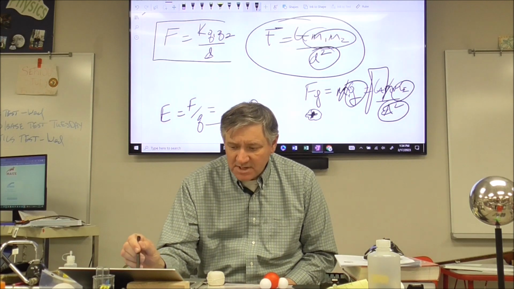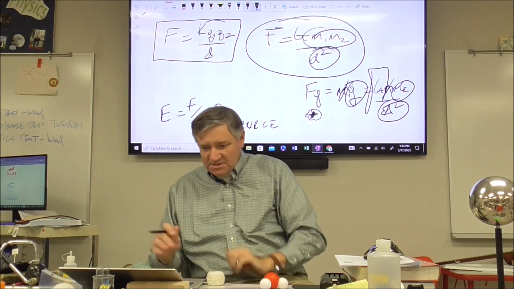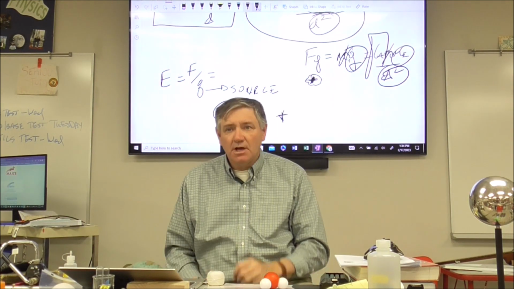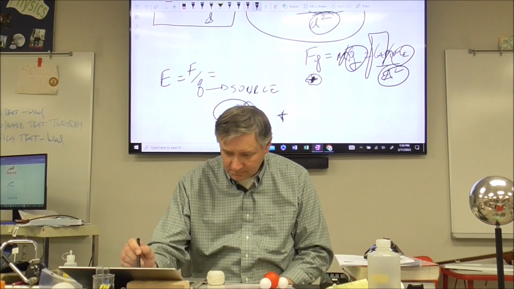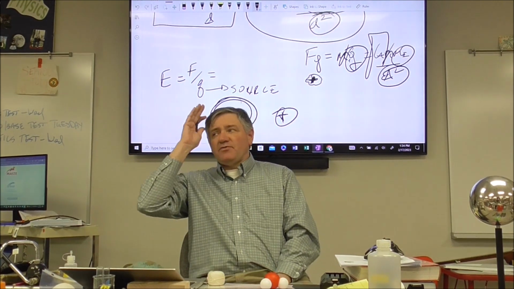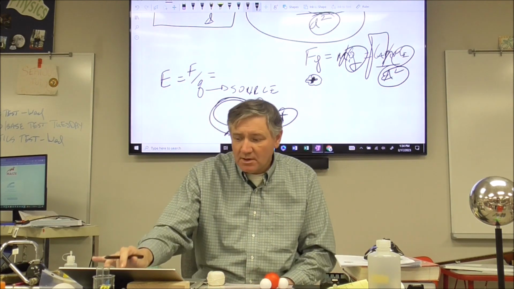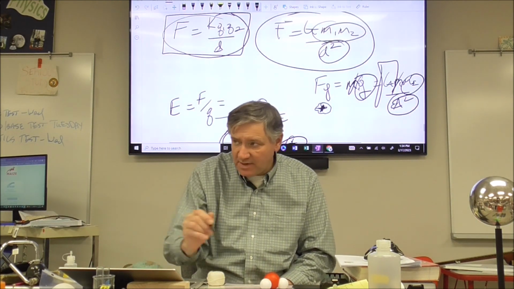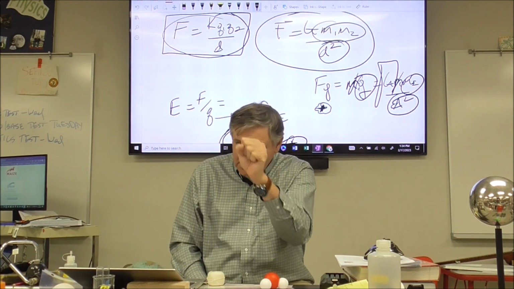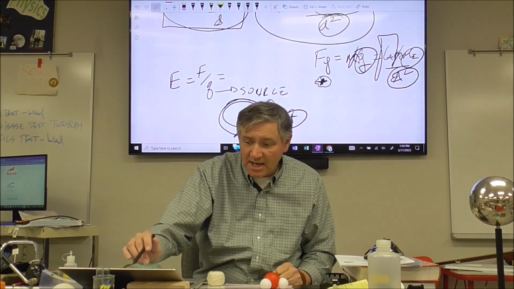Here I have F equals K, Q1, Q2 over D squared. If I wanted to calculate the actual force between the balloon and my positive test charge, I would have to know 2 things: the charge on the balloon, and the value of the charge on that positive test charge. Then I'd have to know how far apart they are. To calculate the actual value of the force, I'd have to know the source, the value of that test charge, and how far apart they are.